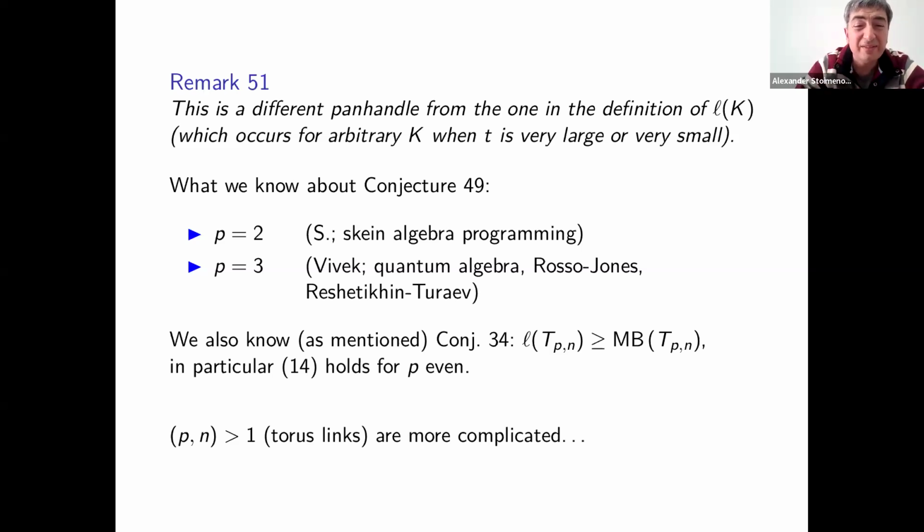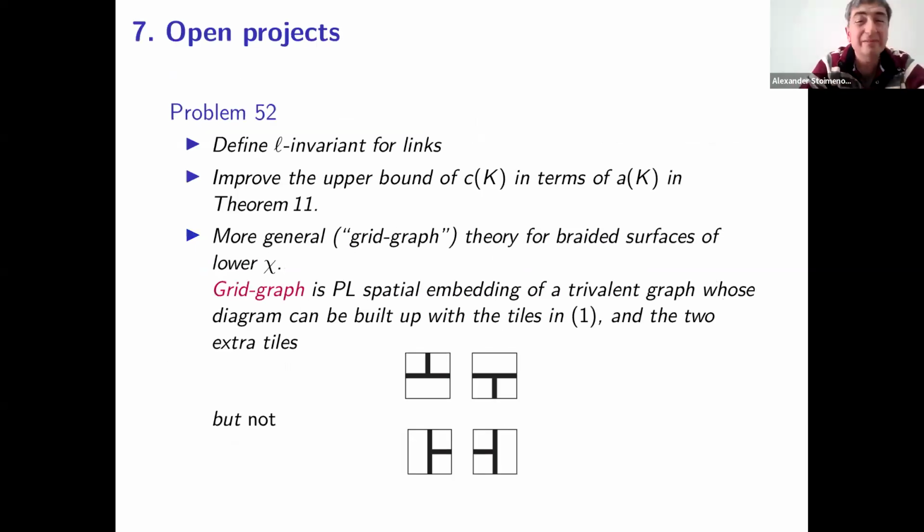And I emphasize that for P and N not relatively prime, this means when you have torus links, then the situation is more complicated. Then the panhandle is not that nice, and we maybe consider this later after we finish the knot case. These are the next plans.